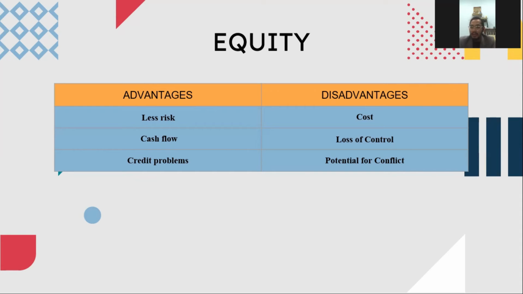In this stage, when a company takes on one or more investors, the owner must give up some control of his company. Equity partners desire a voice in the decision-making process, especially in the last decision. Lastly is potential for conflict.